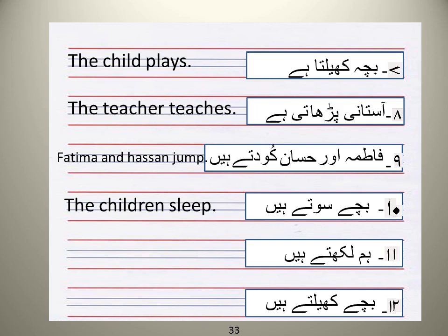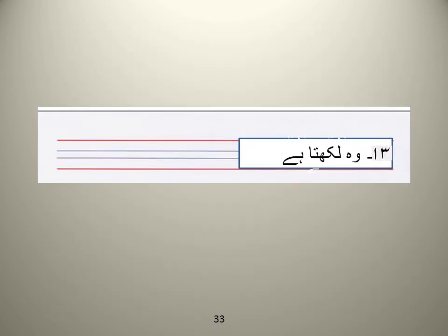हम लिखते हैं, we write, full stop. हम को इंग्लिश में वी कहते हैं. बच्चे खेलते हैं, the children play, full stop. वो लिखता है, he writes, full stop.